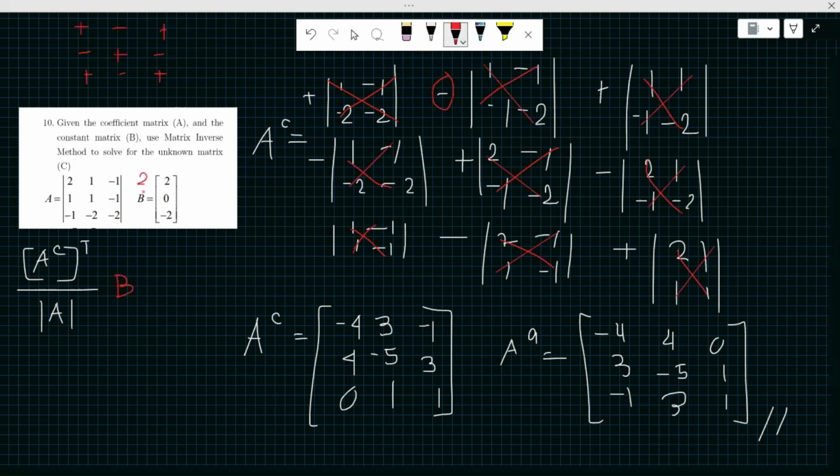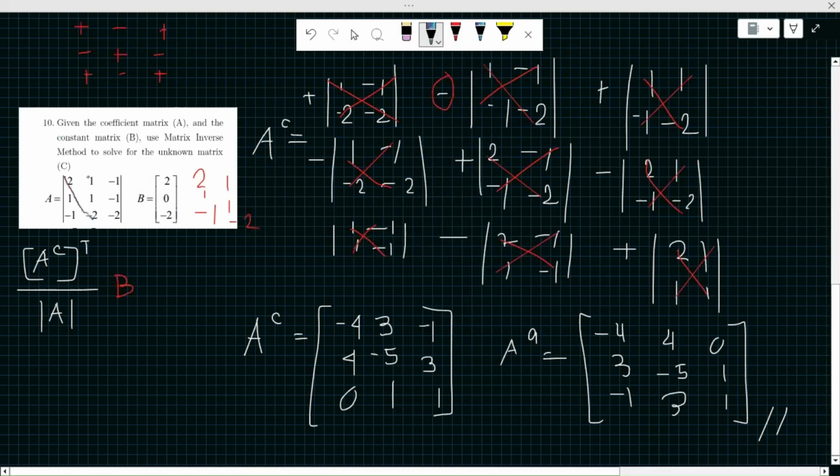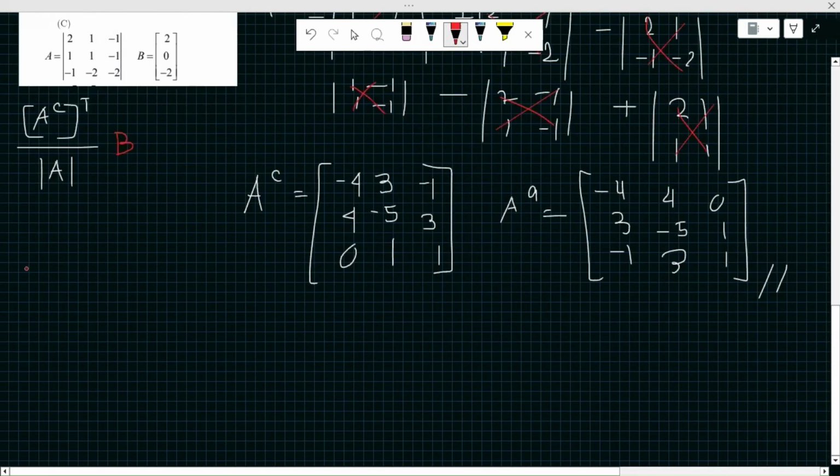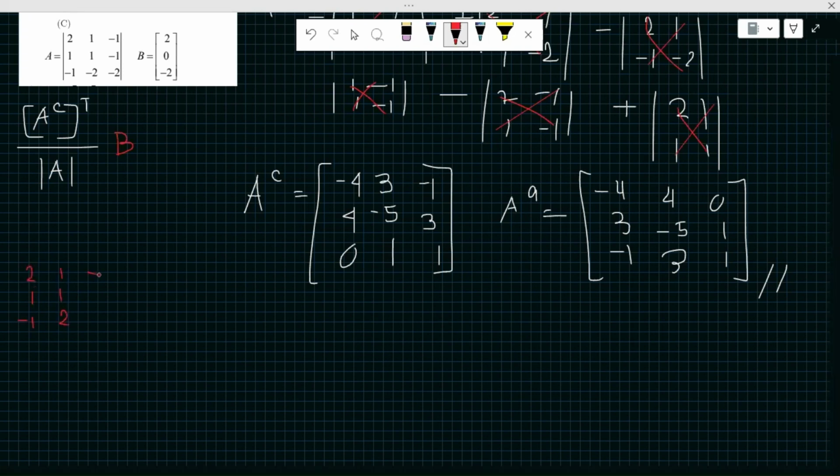So 2, 1, -1, 1, 1, -2. So what we're going to do is multiply this. Okay, let's just do it here. 2, 1, -1, 1, 1, 2, -1, -1, -2, and then add these two columns, 2, 1, -1, 1, 1, 2.